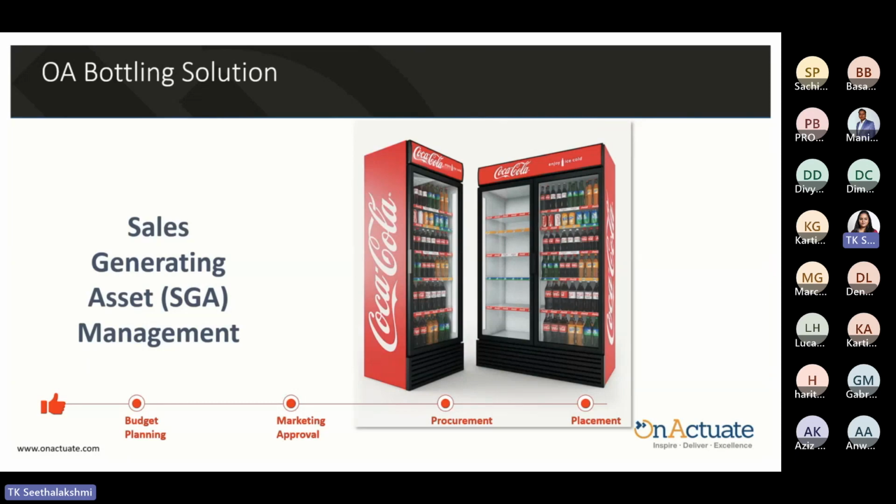Moreover, the marketing approval process was challenging and time-consuming. Each time a new campaign was launched, it required extensive manual paperwork and countless back and forth communications to gain approvals from different stakeholders. Additionally, procurement and placement of these assets suffered from inefficiencies. This often led to inefficient asset utilization and even instances where fridges and coolers were placed in less than ideal locations, reducing their effectiveness.